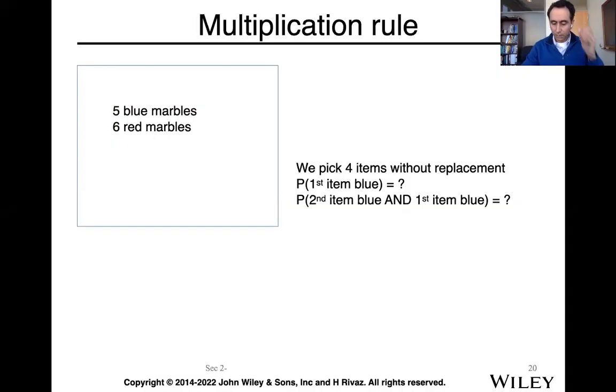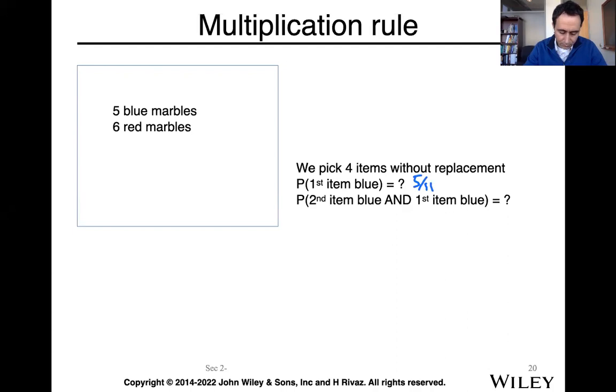All right. So let's look at one more example. Here, we are picking 4 items without replacement. We want to calculate the probability of the first item being blue, right? That's an easy case. Probability of the first item being blue is 5 divided by 11, right? Because I have a total of 11 parts.